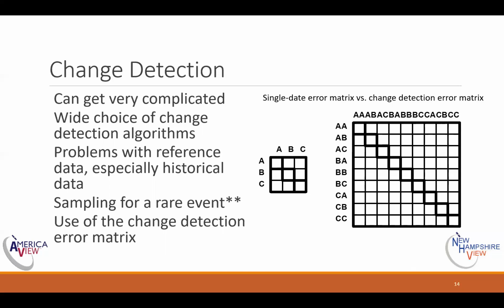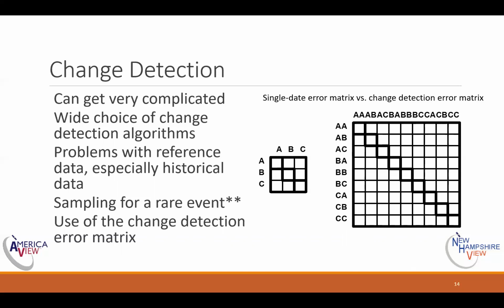The other issue that people tend to forget about is that change is a rare event, and so you have to sample specifically for a rare event. If you just do some kind of random sample and 5% of the area has changed, then 95% of your reference samples are going to be collected in the non-change area, and you're not going to have enough samples to know anything about the change detection areas. That's a big deal. You have to really pay attention to that. Sample for a rare event.